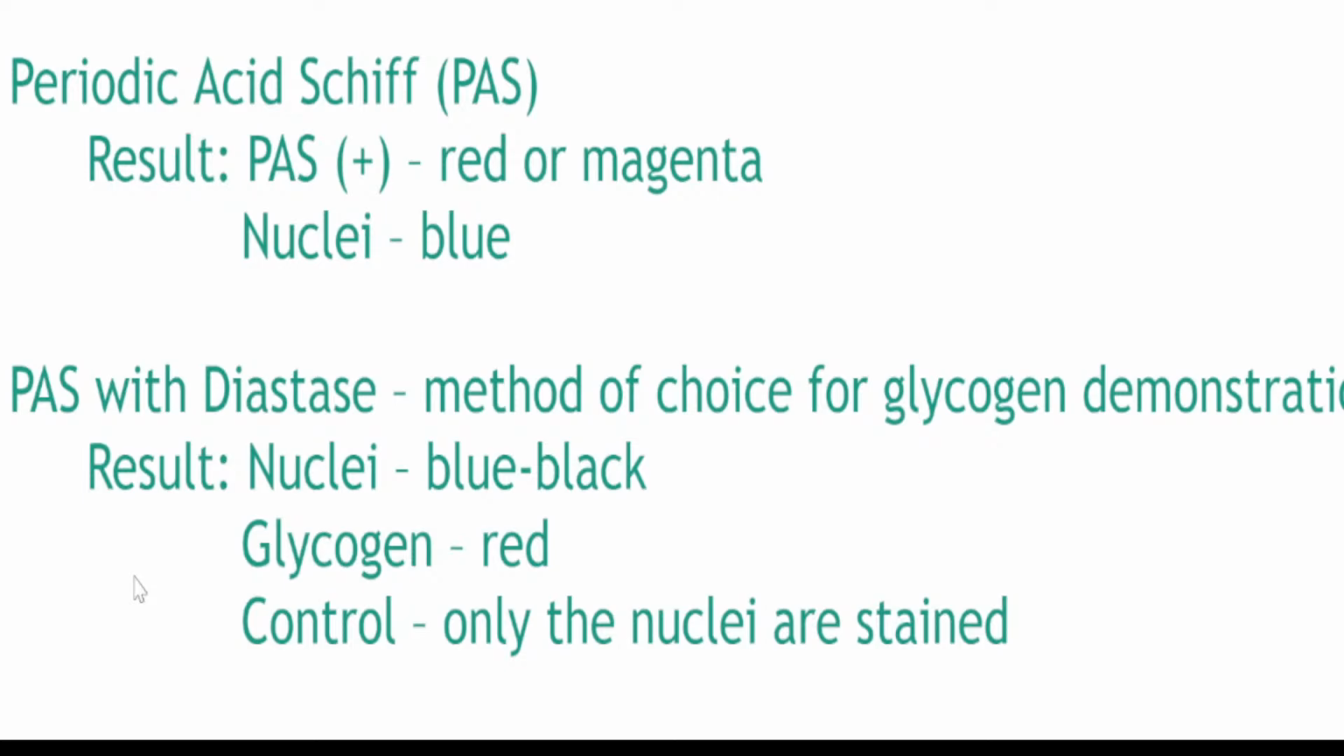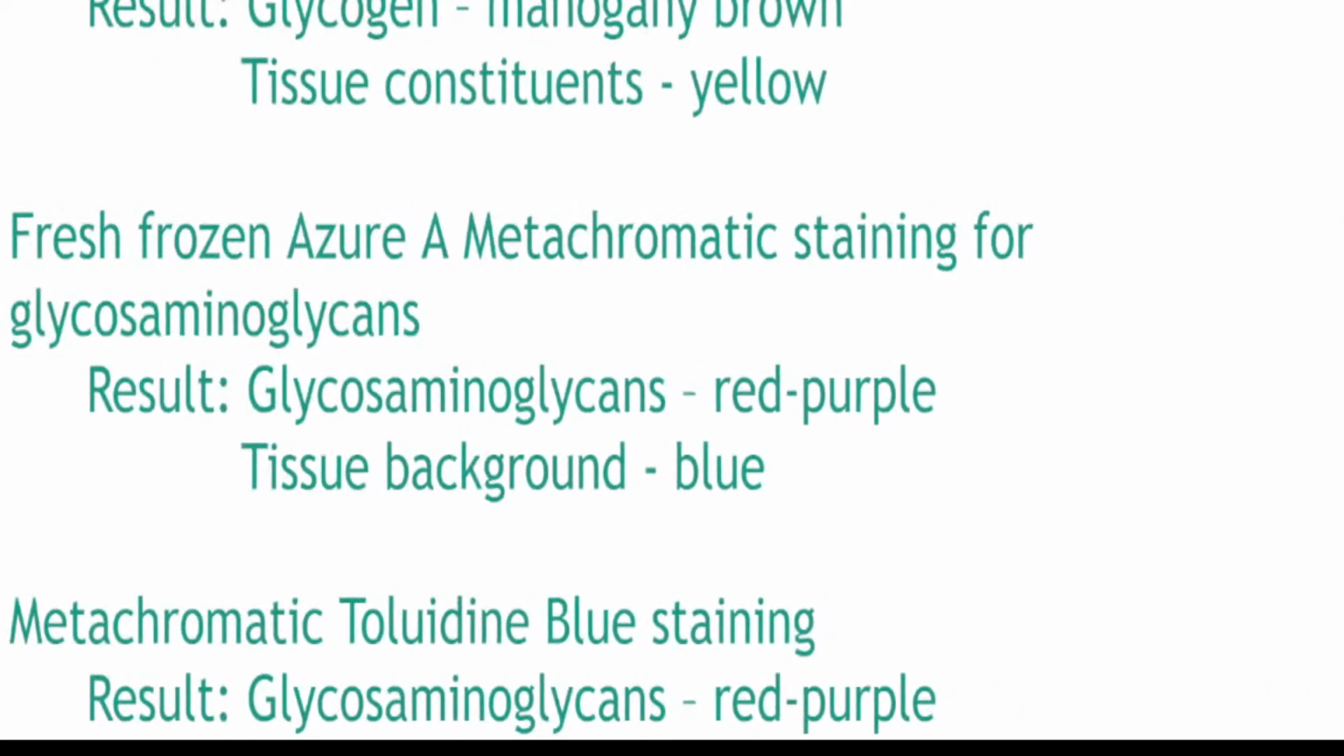Okay, best carmine, the one we were talking about earlier, is again for glycogen demonstration, and you will see a blue or greenish blue color when you're using Harris hematoxylin as the counterstain. Langhans, I told you all about that earlier. Fresh frozen azure, metachromatic staining for glycosaminoglycans. Glycosaminoglycans is present in liver samples for patients with, I think, cystic fibrosis, and the tissue background remains blue. If you see glycosaminoglycans, it is red, purple, and the background is blue.